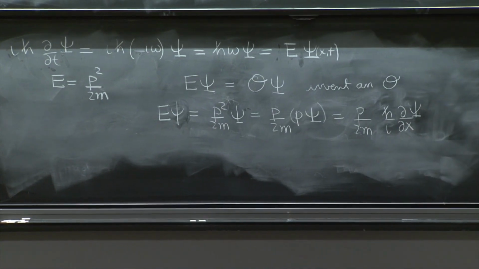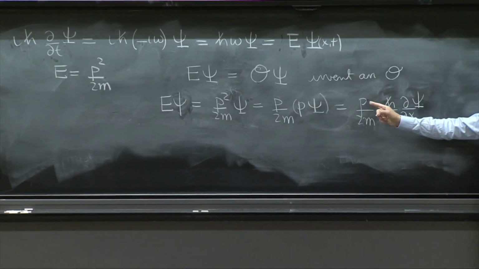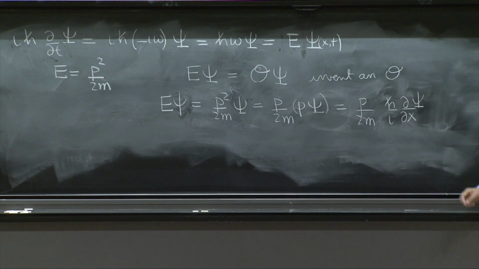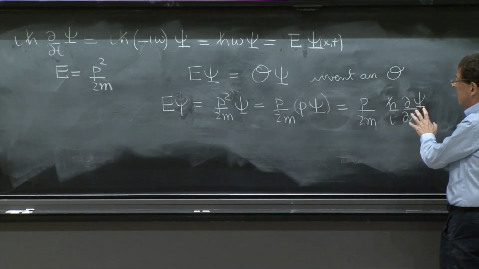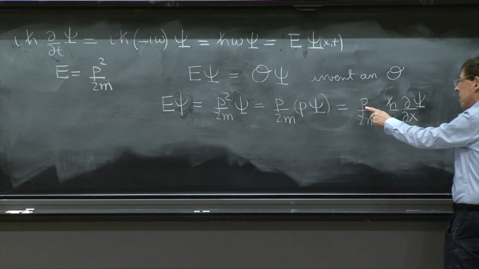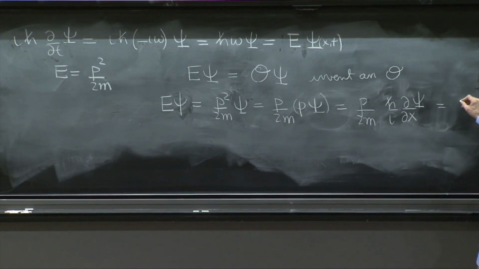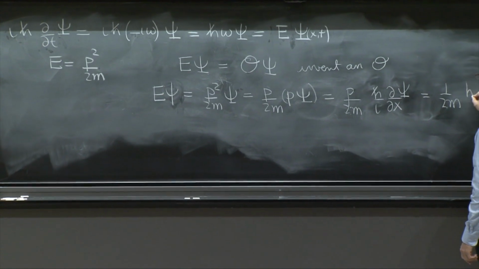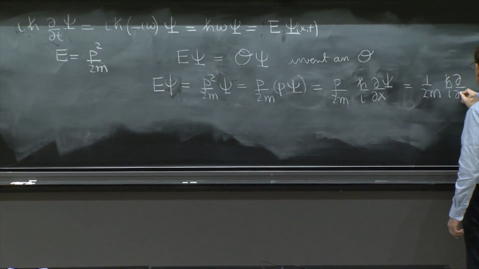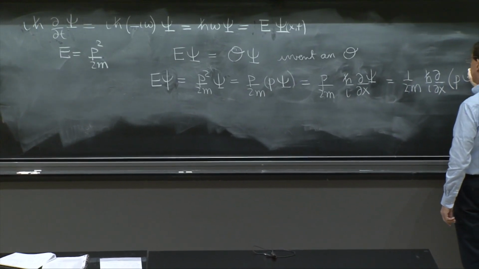Now, the question is, can I move this p close to the psi? Opinions? Yes, because it's just a constant. Correct. p is a constant. p hat is not a constant. Derivatives are not bad. p at this moment is a number, so it doesn't care about the derivatives and it goes in. So I'll write it as 1 over 2m, h over i d/dx, and here I'll put p psi.